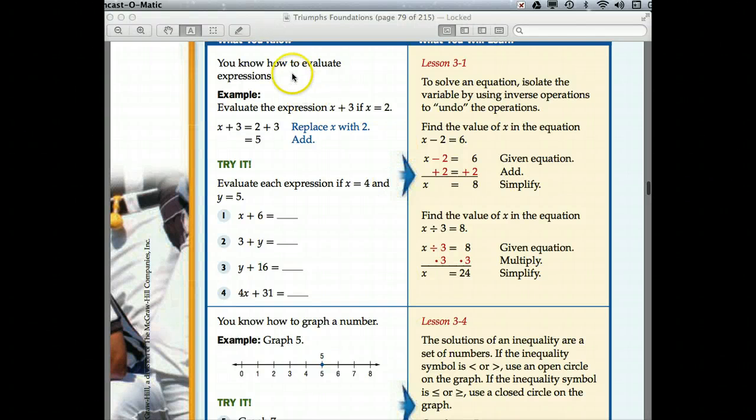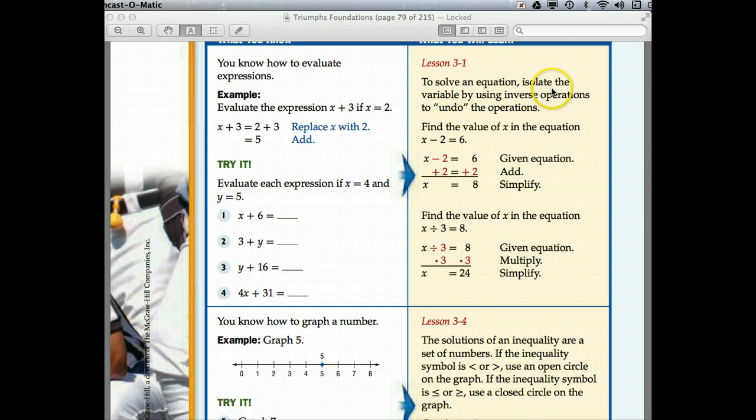So earlier, you've evaluated expressions. What does it mean to evaluate? Are you thinking it means to solve for x or solve for y? Actually, we're not solving for a variable, but instead when we evaluate, we're substituting in. And we're replacing 2 in for x. So all we're doing is substituting 2 to see what would be the value of that expression if x were 2.